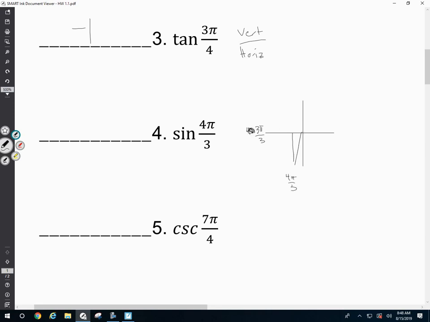I create my 30, 60, 90 triangle, knowing that it is the taller 30, 60, 90 triangle. The adjacent side would be shorter. The longer side, the root 3 over 2. Both would be negative since I'm going left and down. Sine of 4 pi over 3, opposite side, vertical distance, negative root 3 over 2.